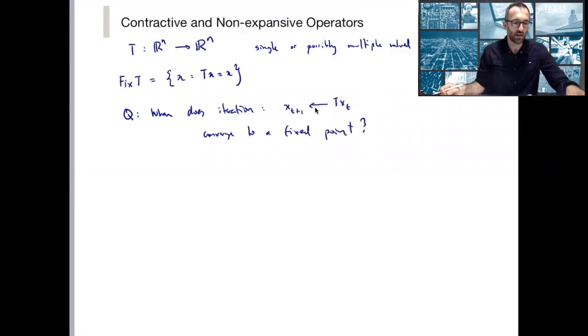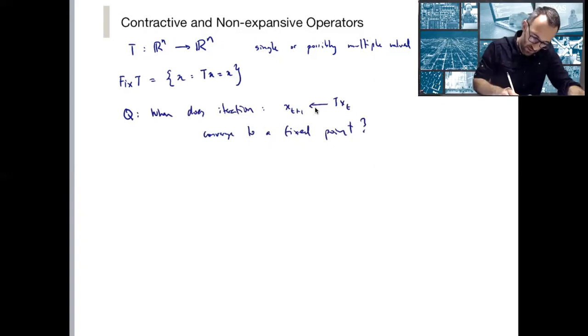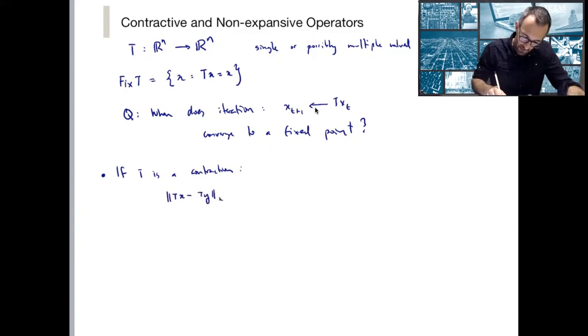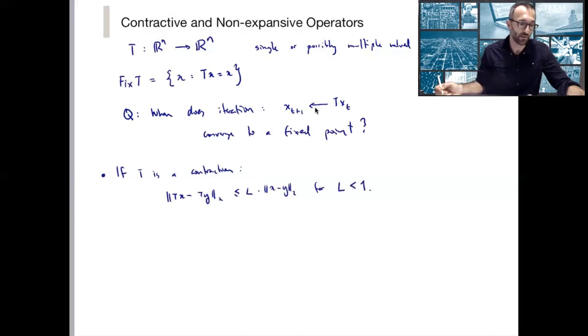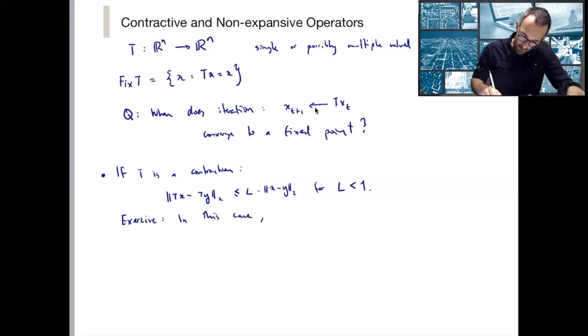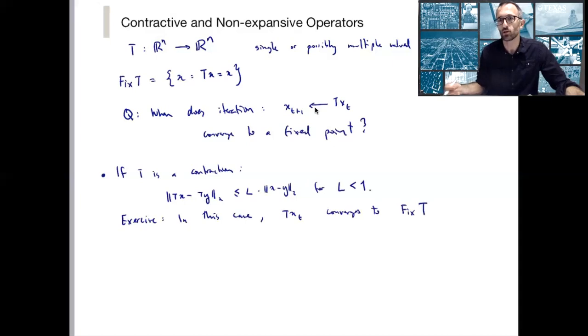One simple answer is if T is contractive. So one possible answer is, if T is contractive, or in other words, if T is a contraction mapping, this means that the norm of Tx minus Ty is less than L times the norm of x minus y for some L that's strictly less than 1. So I'll leave this as an exercise for you to show, namely that in this case the iteration x_{t+1} equals T of x_t converges to some fixed point in fixed T, and also you can show that there has to be a unique point.